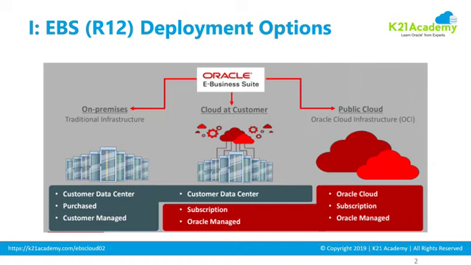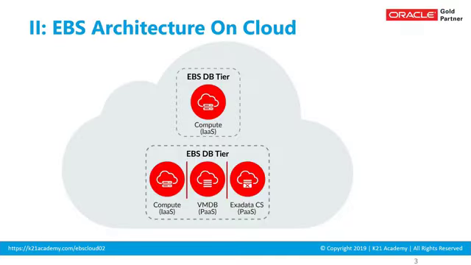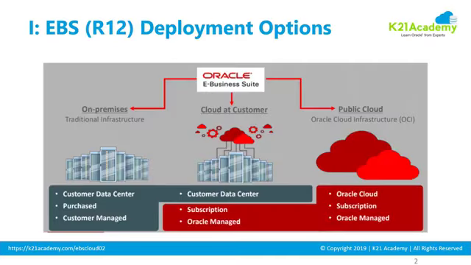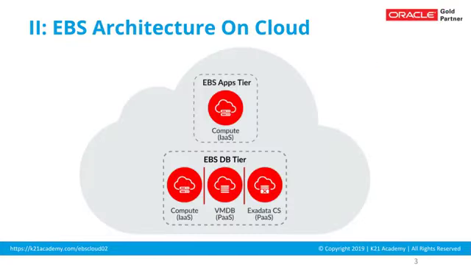So let's do a quick recap on these 7 things that every apps DBA or architect must do in order to build, manage and migrate eBusiness Suite R12 on cloud. The first one is about deployment options. You have 3 options: eBusiness Suite on-premise, eBusiness Suite on public cloud, and eBusiness Suite Cloud at Customer. Point 2 is about eBusiness Suite architecture on cloud, where the database can be on infrastructure as a service or platform as a service, and the application tier will always be on compute.